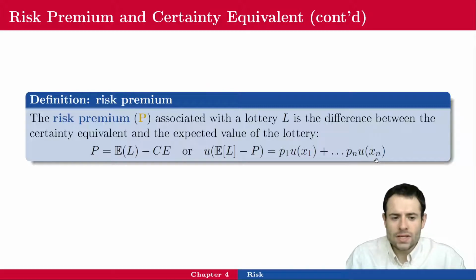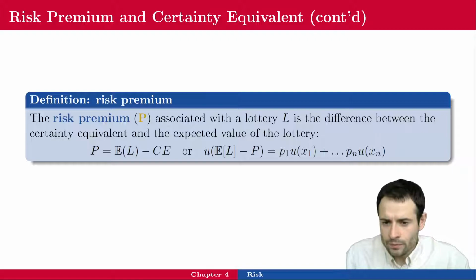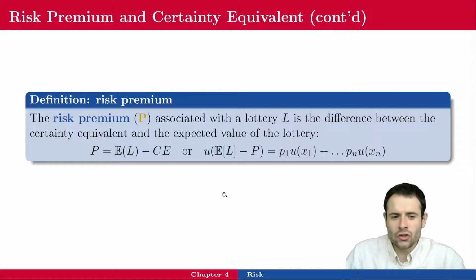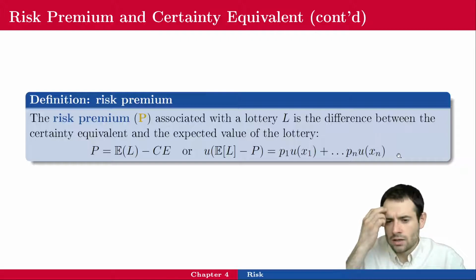Now, the risk premium associated with lottery L is the difference between the certainty equivalent and the expected value of the lottery. So you take the difference and you get your risk premium P. So U of expectation of L minus P, which is the certainty equivalent, equals the expected utility of the gamble.